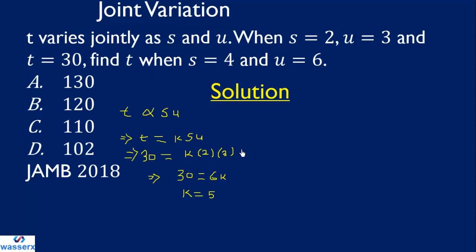So we sub into this relation to obtain t. So t is equal to 5 times su. So when s equals 4 and u equals 6, we are going to obtain t to be equal to 5 times 4 times 6, and this is equal to 120.